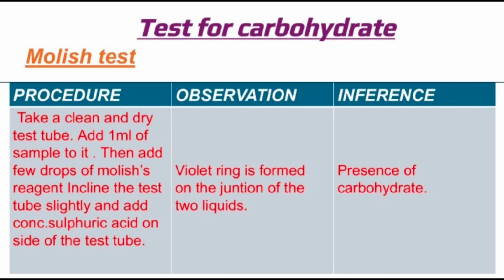Test for carbohydrate: Molisch test. Procedure: take a clean and dry test tube and add 1 ml of sample to it. Then add a few drops of Molisch reagent. Incline the test tube slightly and add concentrated sulfuric acid on the side of the test tube.